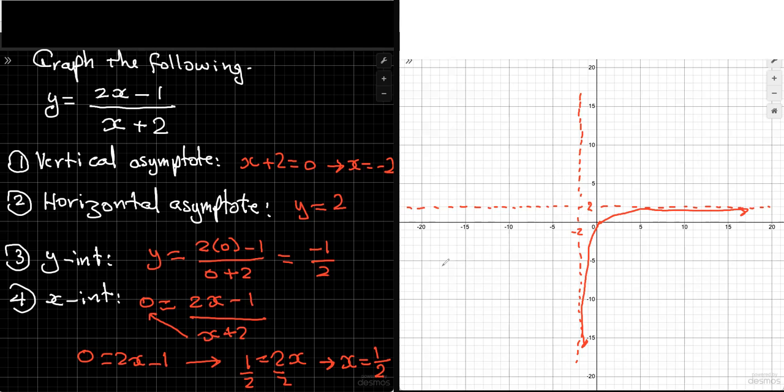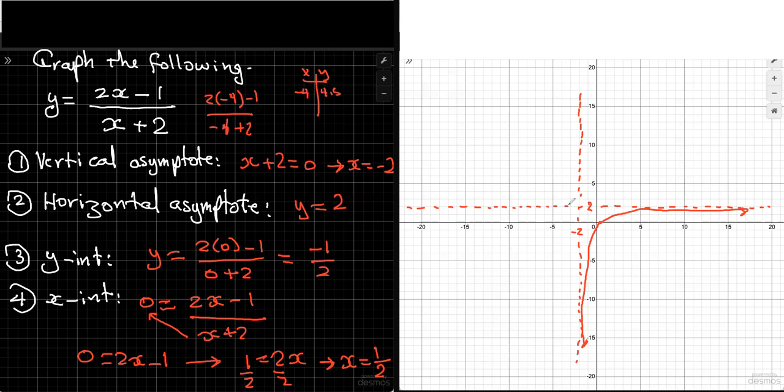So if you want to do points, then you could just sub in a few numbers. So you could always go and do a table of values, X and Y, just because you want to have a few points on the other side. So let's say we make X -4. So if we make X -4, then we have 2 times -4 minus 1 over -4 plus 2. That 2 times -4 is -8. That's -9. -9 divided by, that's going to be -2 on the bottom. So that's going to give me 4.5. So therefore, -4 gives me 4.5.